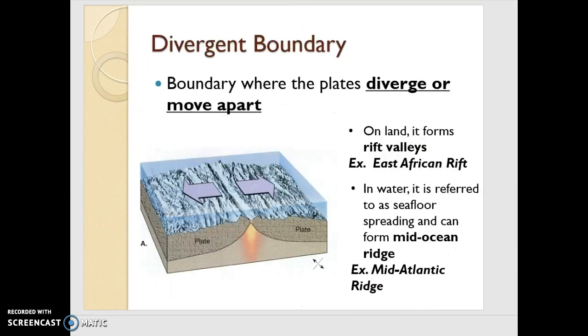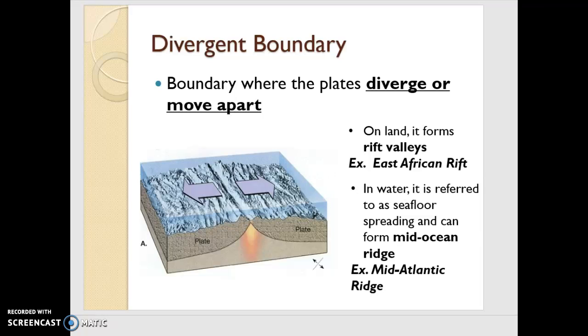Let's start with divergent. So a divergent boundary is where the plates move away from each other. They move apart. So on land, that would form a rift valley, and a real world example of that is East African Rift. So go ahead and pause this video, go back to your little sheet, describe what a divergent boundary is, tell me what landform it makes, and then give me that real world example, East African Rift, and then draw me a little diagram of 2 arrows moving apart.